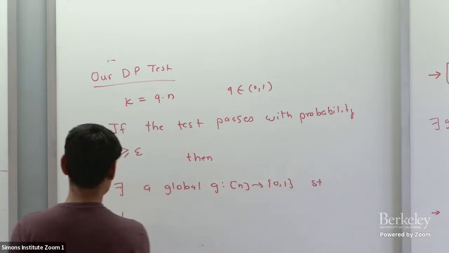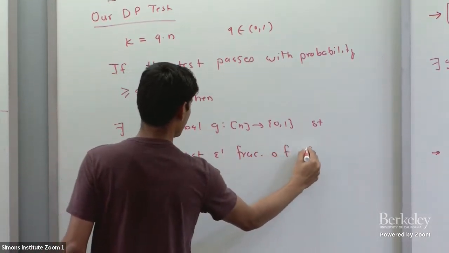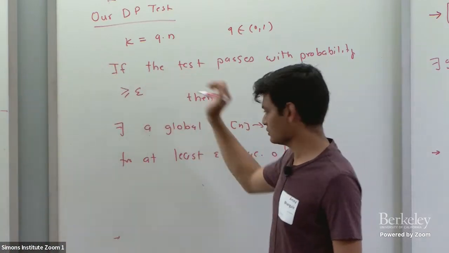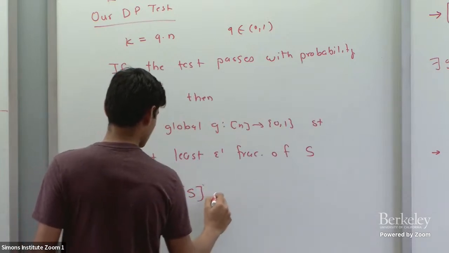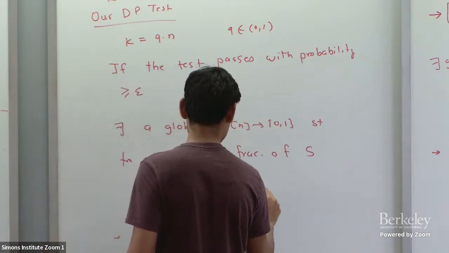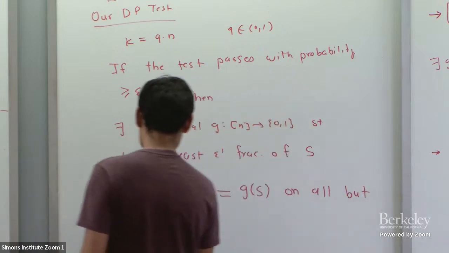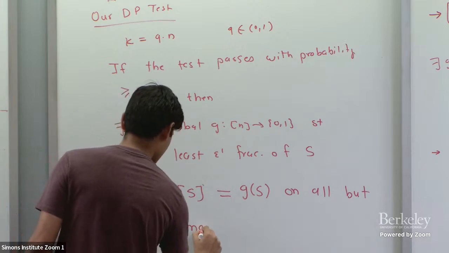such that for at least an epsilon prime fraction of the sets S, again this epsilon prime is just some function of epsilon, F agrees with g on all but some constantly many coordinates.